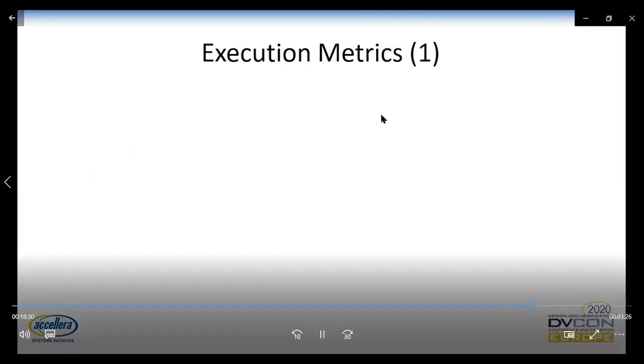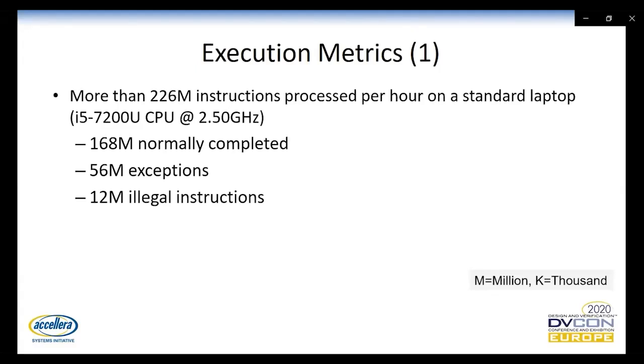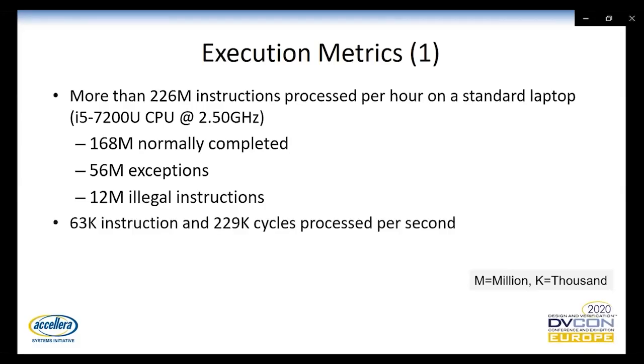The light-weight test generation process and tight co-simulation between the ISS and RTL core enable our approach to achieve a very high performance. In 1 hour, it processed a total number of 226 million instructions. Processing an instruction involves generating it, executing it on the RTL core and ISS, and comparing the results of both. Breaking it down, we obtain around 63,000 instructions and 229,000 cycles per second.